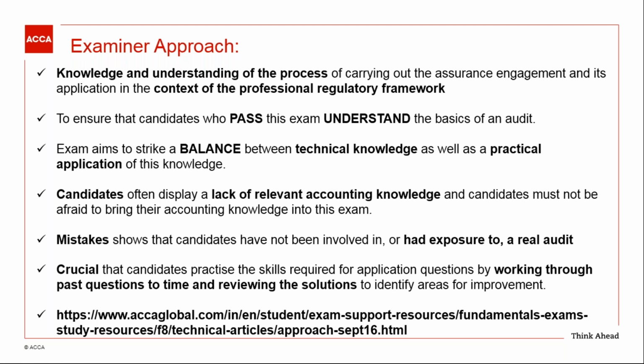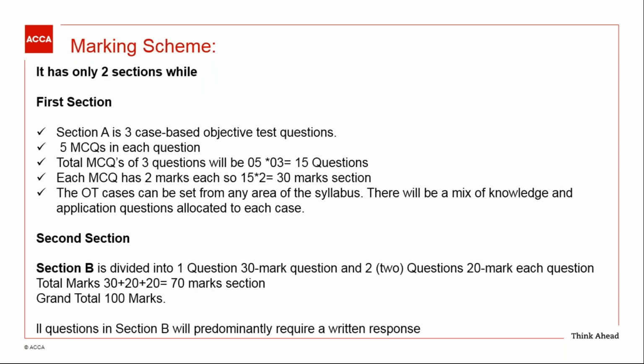There are many factors we discussed yesterday on why the examiner is interested in placing that paper in the ACCA list. Afterwards, we discussed the structure of the paper, which has three case-based objective test questions. There were 30 marks in the first section, and section B contains 70 marks, in which you will face 3 questions based on 70 marks.